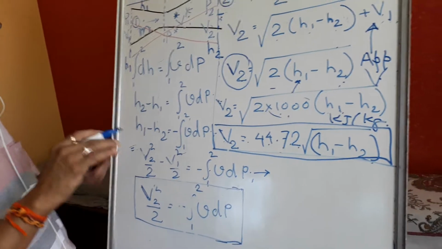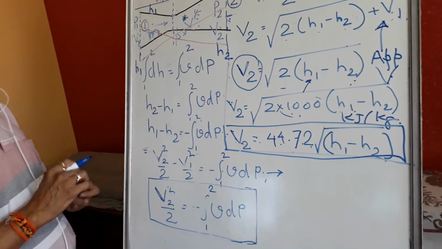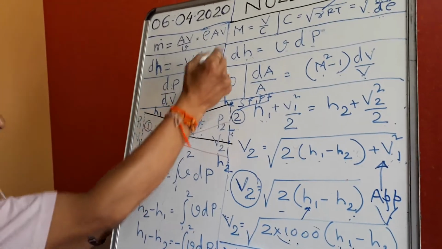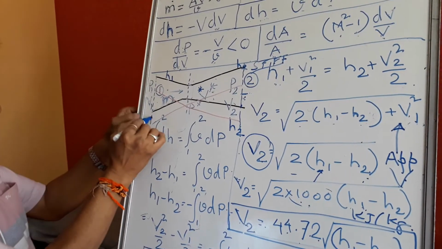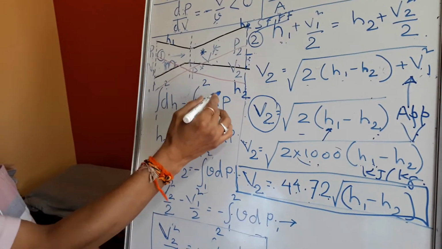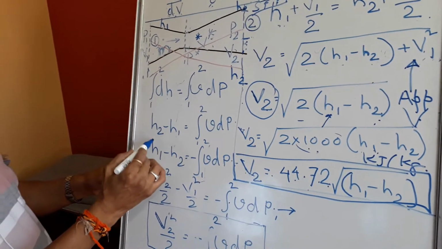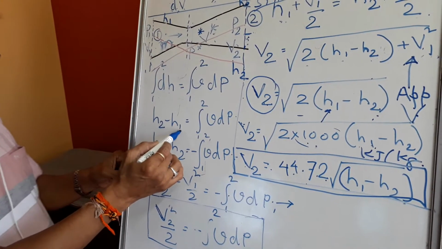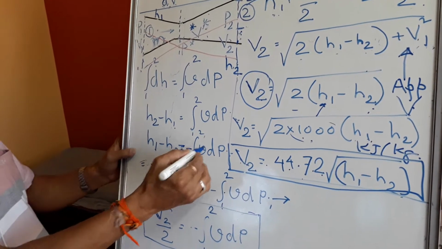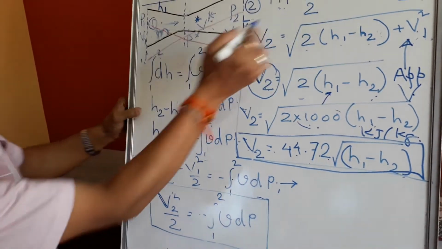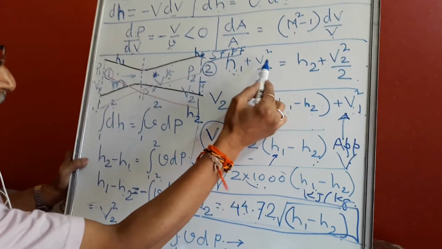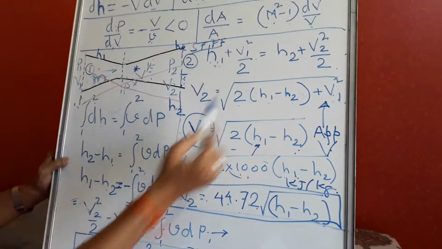Now this velocity we have found considering the enthalpy at inlet and the enthalpy at outlet. Now I will find it in a different way. Let us take this equation, dH is equal to VdP. If I integrate it from 1 to 2, dH gives H2 minus H1. But I know H1 is greater than H2, so I write H1 minus H2 is equal to minus the integral of VdP. What is H1 minus H2? You see here, H1 minus H2 is equal to V square 2 by 2 minus V square 1 by 2.